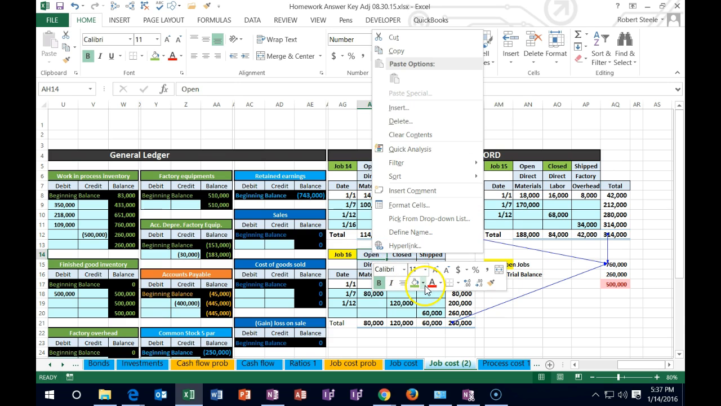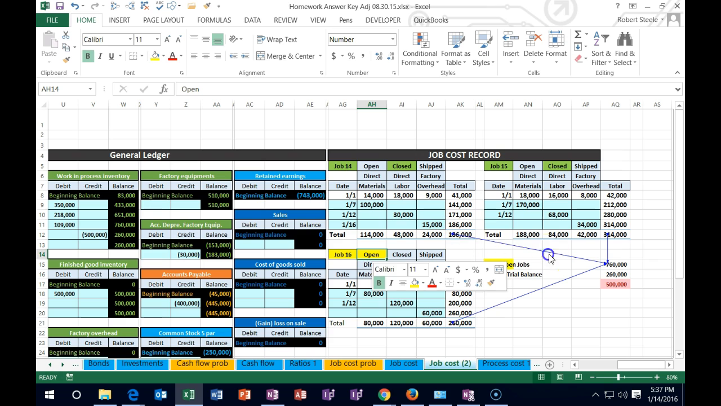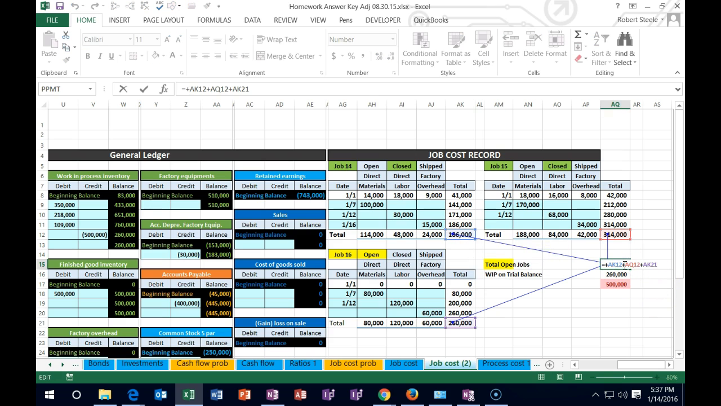So this one's open. Maybe this should be yellow too. Okay, so I'm going to double click on that then. That means that, or we could just delete it, and I'm going to say that the new entry should just be this job. That's all it should be in there. And that means that now ties out to the work in process.